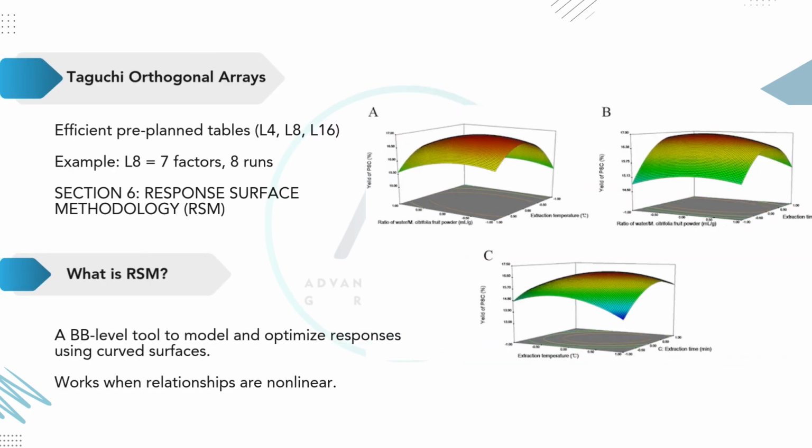Let's now talk about Taguchi orthogonal arrays and response surface methodology, or RSM. Taguchi orthogonal arrays are efficient, pre-planned experimental designs, such as L4, L8, or L16, that help us test multiple factors using fewer experimental runs. For example, an L8 array allows us to analyze 7 different factors using only 8 runs, which makes it extremely efficient and cost-effective in experimental design.